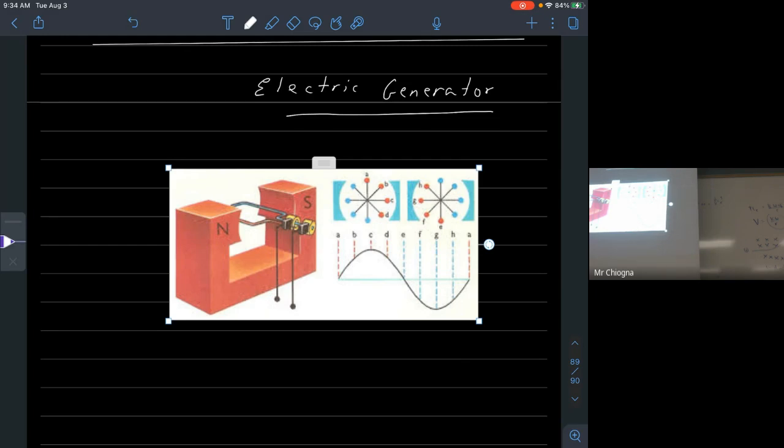By what? By creating a current, inducing a current when you spin it. Okay? Yeah.